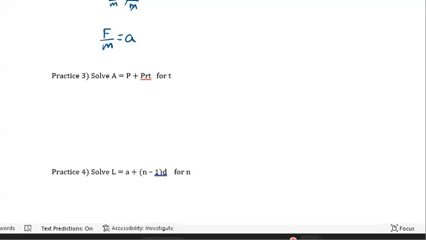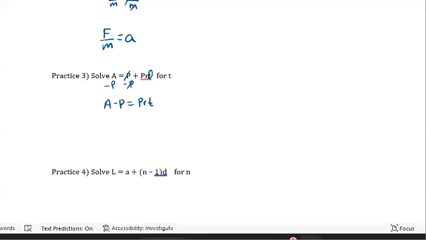Solve A equals P plus PRT for T. So we're going to solve for this one right here. So again, now that I'm looking at this whole side where T is, I see that I have something added to it. So reverse PEMDAS order, I want to start with addition subtraction. So I'm going to subtract the P from both sides. I will have A minus P equals PRT.